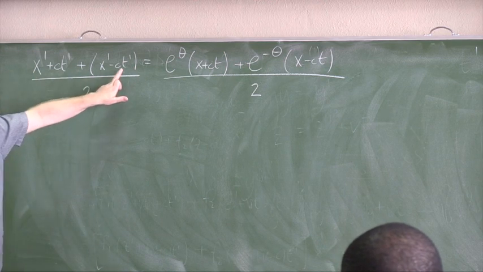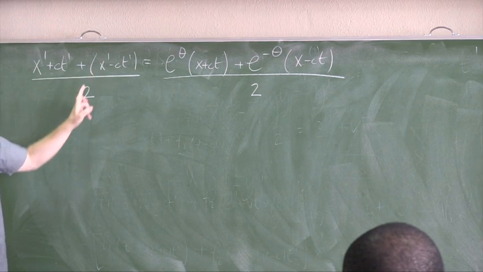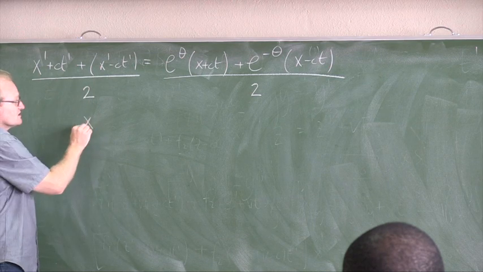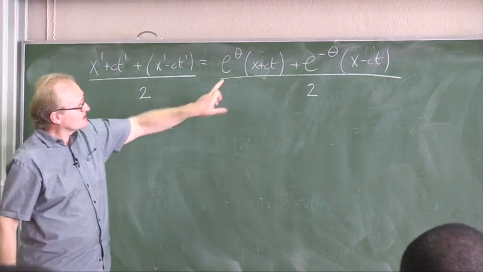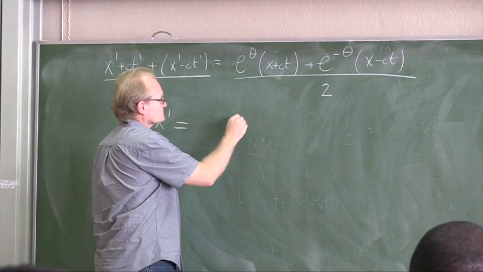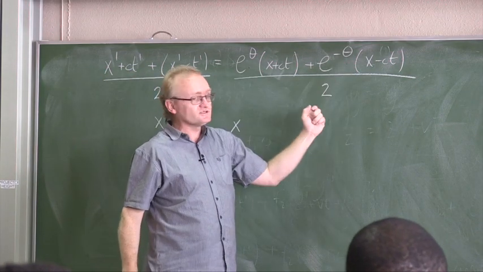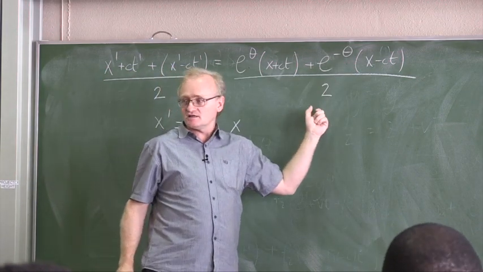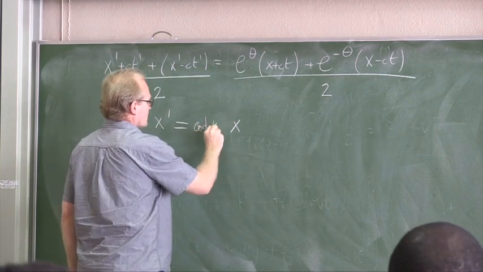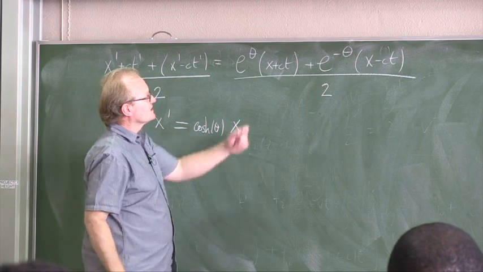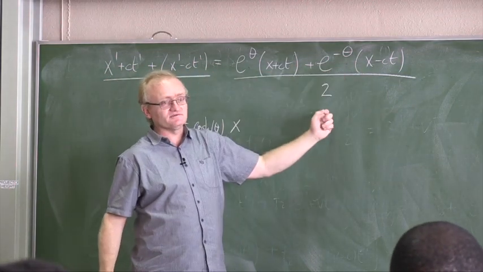ct prime minus ct prime is 0. x prime plus x prime is 2x prime, divided by 2 is just x prime, equal to... Now look at the x. e to the theta plus e to the minus theta over 2. What is that? Cosh theta. And e to the theta minus e to the minus theta over 2.